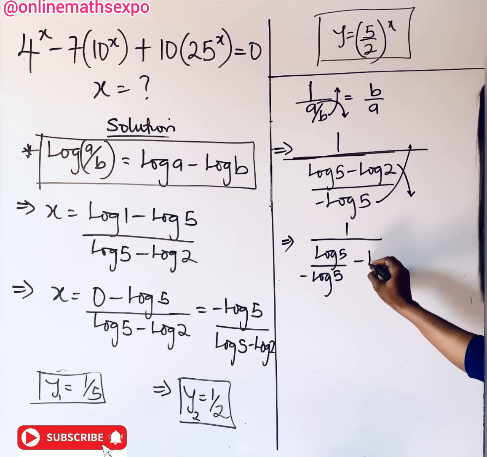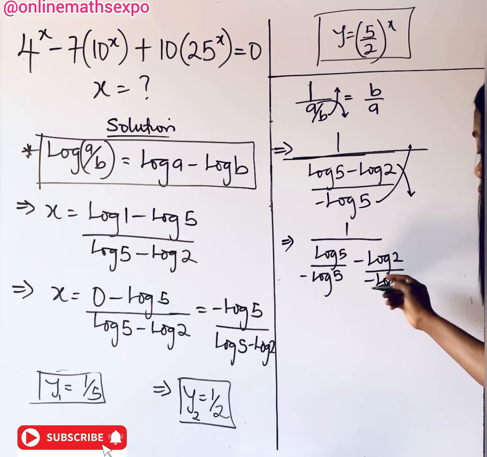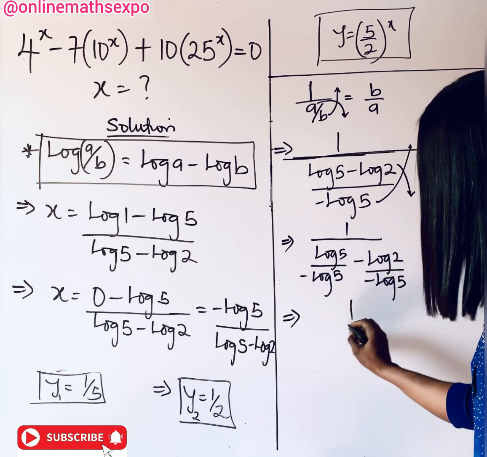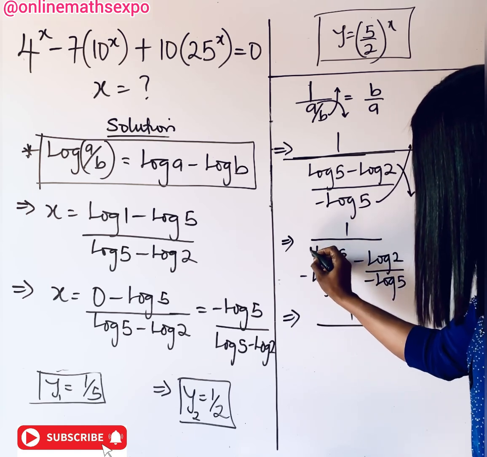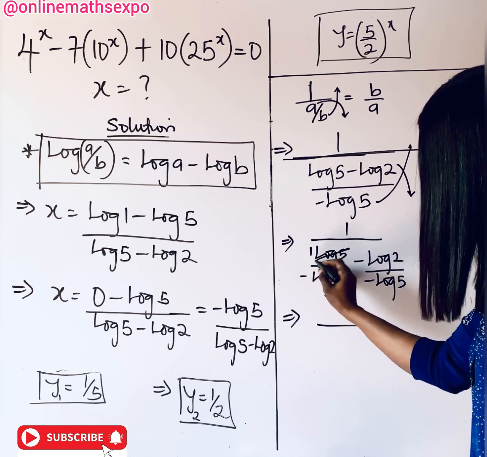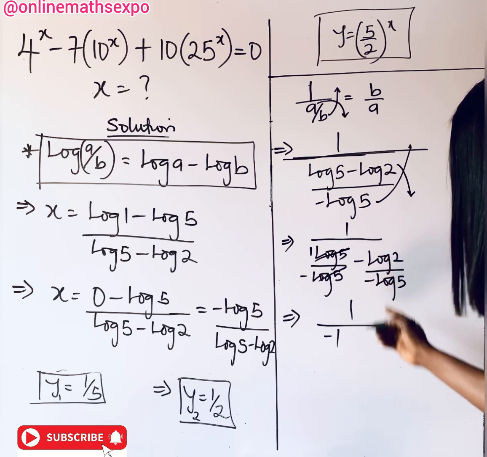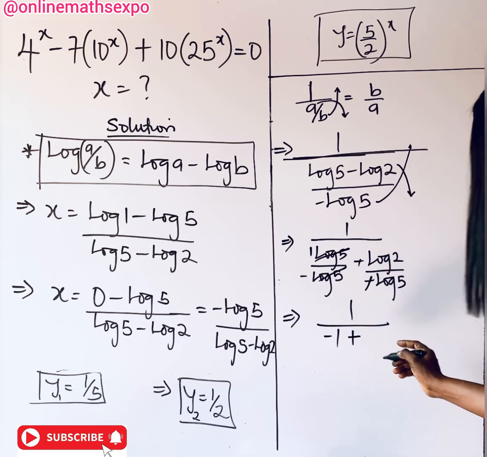Then we have minus log 2 divided by negative of log 5. We are just simplifying. And if you do that, you are going to have 1 over. When you divide this, what do you have? Remember, there is 1 here as a coefficient. And when you divide this, you are going to be left with negative 1. So this can cancel. We are going to have positive. I hope you are with me.